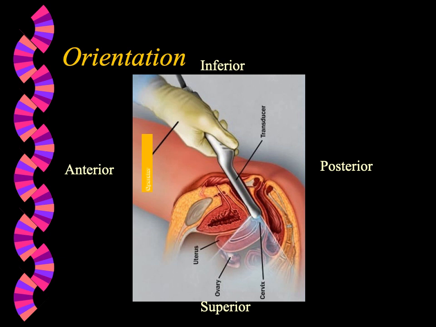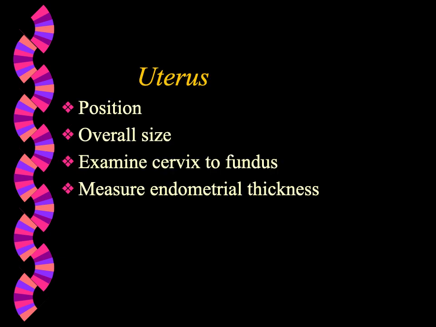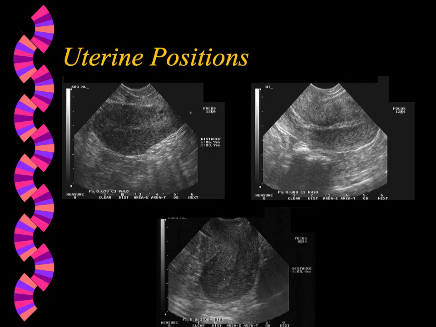Next, we're going to look at some uterine positions. When we're examining the uterus, the first thing we want to look at is position. Is it anteverted or is it retroverted? We want to look at the overall size, and then we want to examine the uterus from cervix up to the fundus, and then measure the endometrial thickness if indicated.